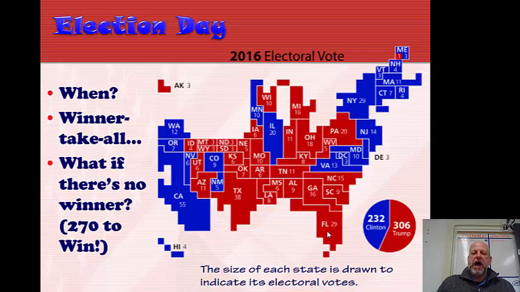What if it's a tie? Or what if there might be a third party and nobody reaches that 270 number? In that case, it is up to the House of Representatives to pick the president. The House of Representatives would vote by state to select the next president. Fun fact, the Senate would have a similar election and they would be picking the vice president.